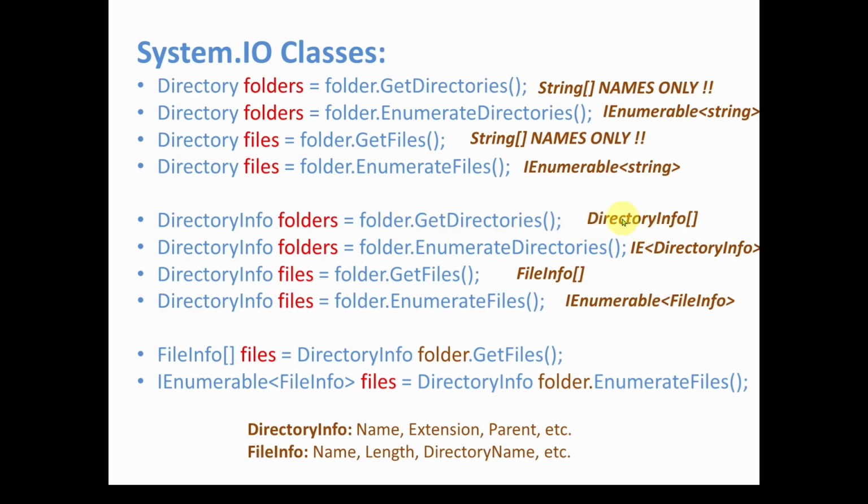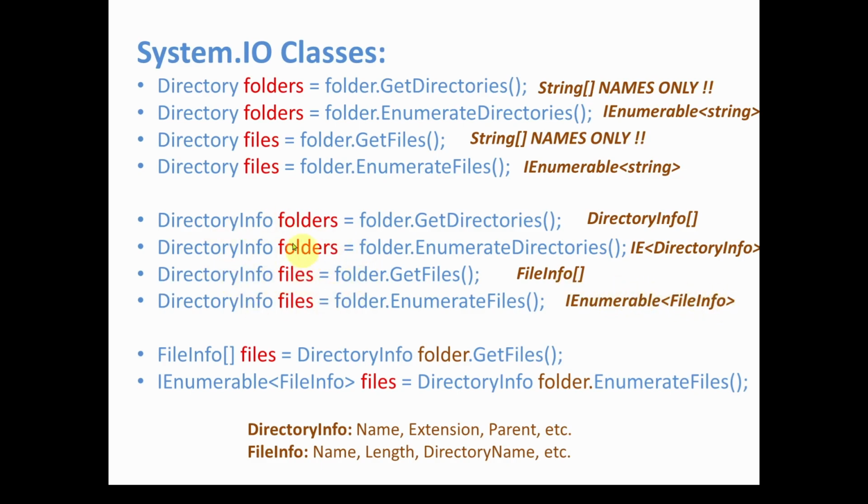However, it returns arrays of directory info. So instead of just names, it's going to give us some information. So it sounds like this directory info might be of more use. GetDirectories is an array of directory info. EnumerateDirectories is an IEnumerable of these directory info objects. And then DirectoryInfo's GetFiles returns an array of file info objects, and EnumerateFiles is an IEnumerable of file info objects.